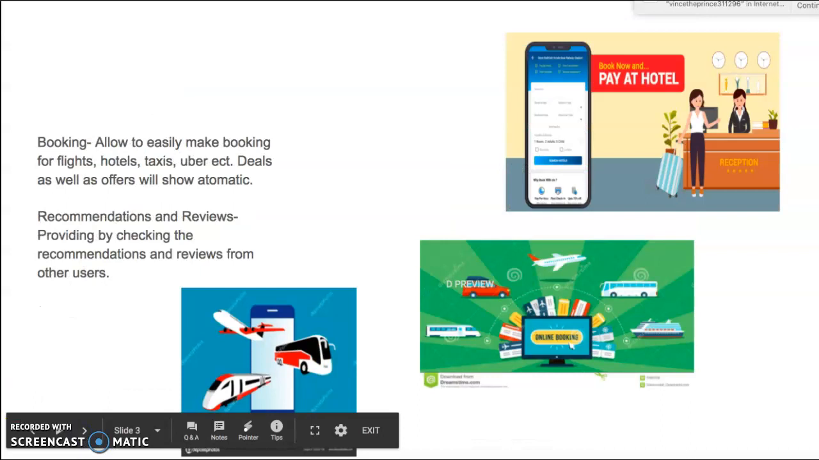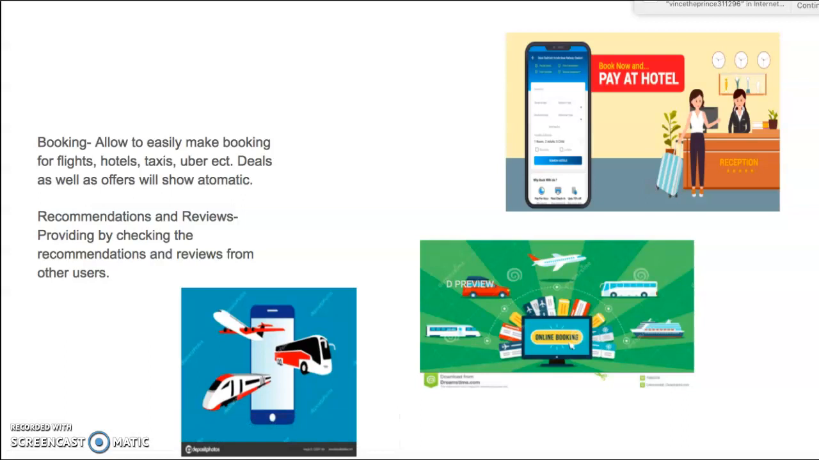Next slide, we'll be talking about booking, allowing people to easily make bookings for flights, hotels, a taxi, Uber, etc. And there will be deals with that, as well as offers will show, and everything will show automatically.